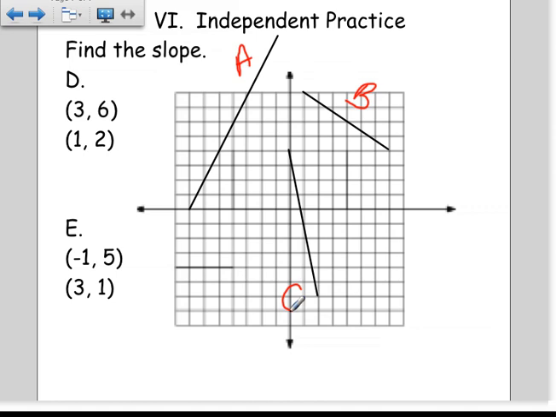I'll give you the usable point here on the origin, and the usable point here for A. I'll give you the usable point here, and the usable point here for B. And I will give you the usable point here and here for C. You can do all 3 of those using the counting method. Then I'd like you to find the slope for D and for E, specifically using the slope formula, which means you're using the formula y2 minus y1 over x2 minus x1.